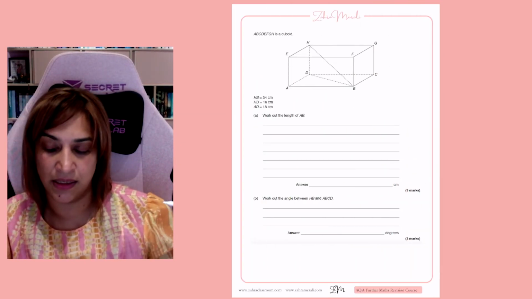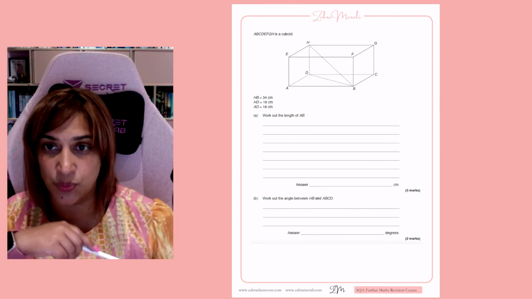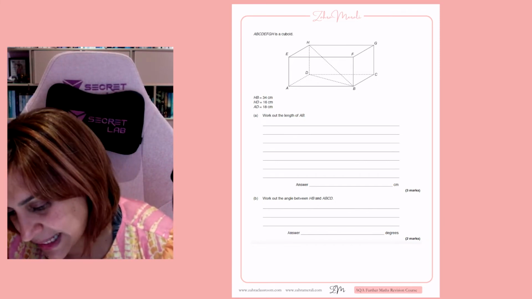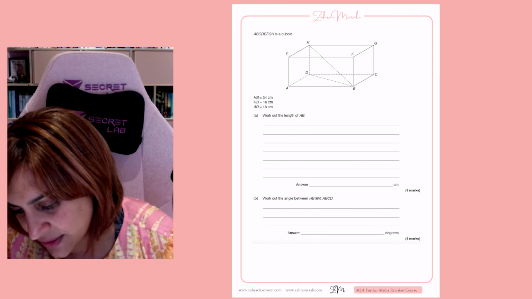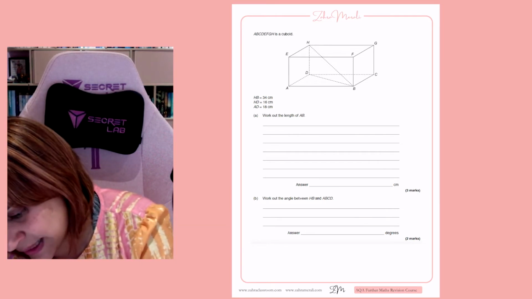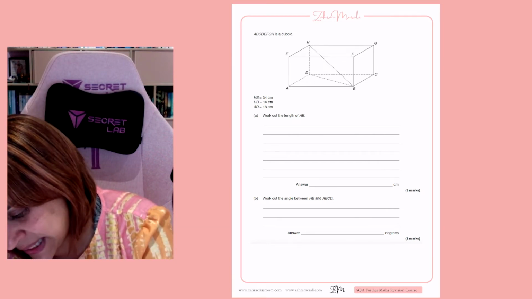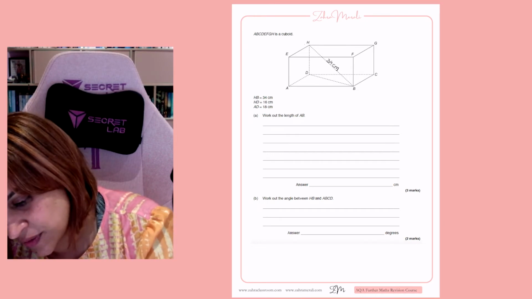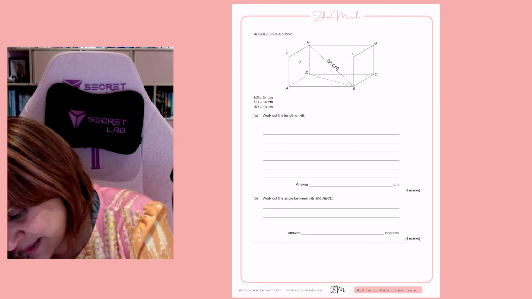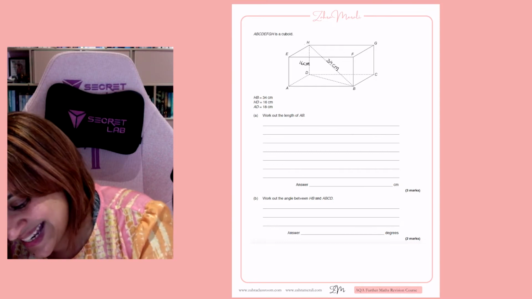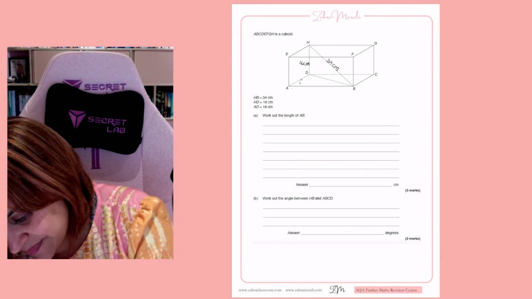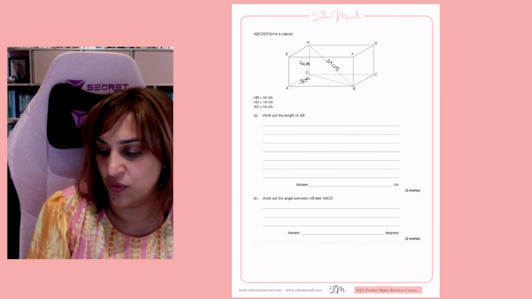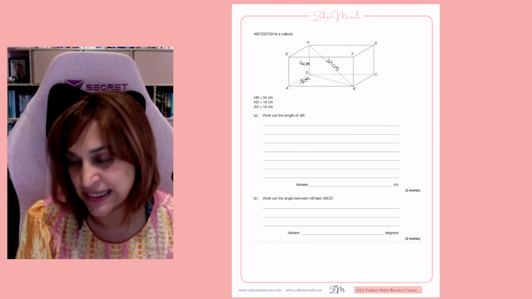If it's something like this, which is a cuboid, it's telling you that they want you to work out the length of AB. So let's see what we know. We know that HB is 34. We know that HD is 16. AD is 18. So we've got a few things there, and we want to find out AB.